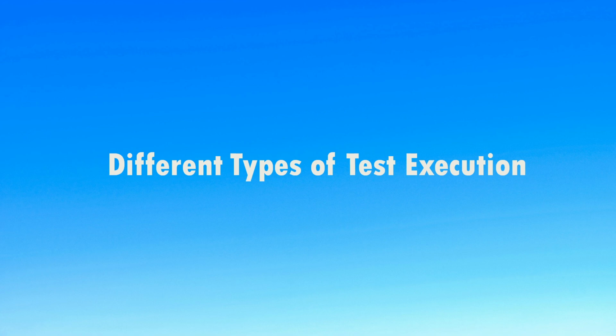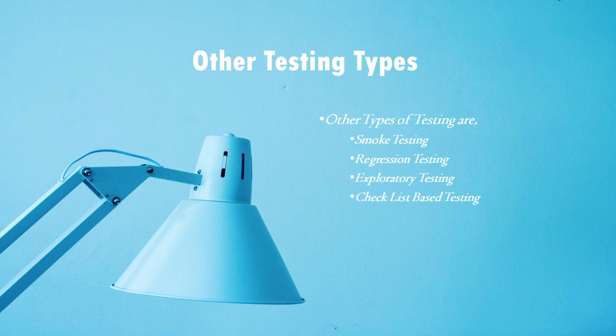We can write some tests for the code at the unit testing level, and then we can do it at the component testing level, system testing level, and system integration level. That is the levels of testing. So now, what are these different types of test executions? In this session, we're going to discuss four major types of testing.